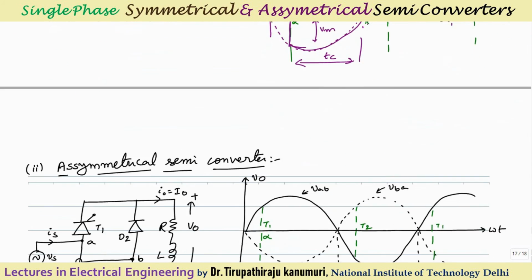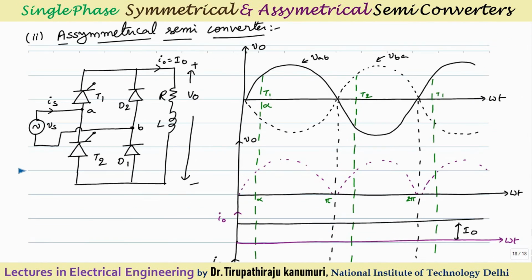So now let us go for the next one, asymmetrical semiconverter. In asymmetrical semiconverter, the diodes are connected in one leg and thyristors are connected in another leg. As the cathodes of the thyristors are not together, a separate driving circuit or separate gate triggering circuit is required. So the cost increases drastically. But let us see how the waveform will come in this case.